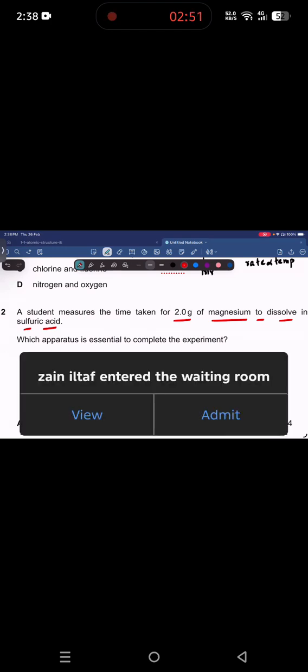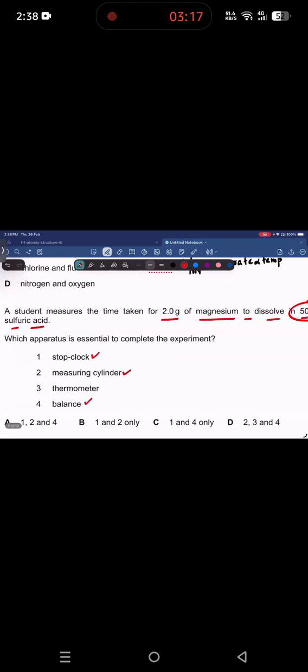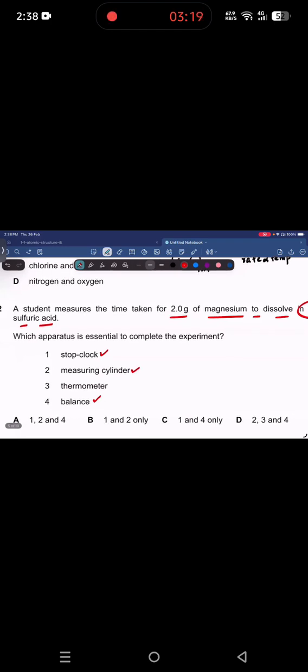Then measuring cylinder, thermometer, or the balance. Balance is our requirement because of the change of mass here. The mass will be changed, with the use of the mass of magnesium. Then measuring cylinder is our requirement to measure the volume of the dilute sulfuric acid. Thermometer is not required here. Why? Because there is no use of temperature here. So the correct answer is A.